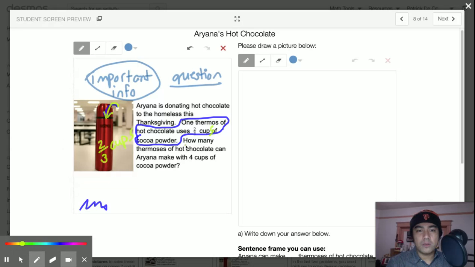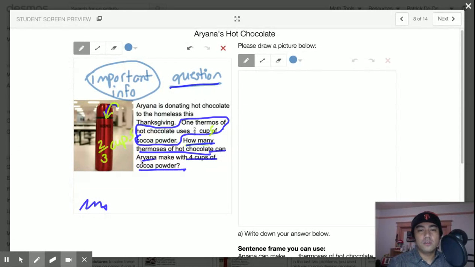How many thermoses? So now, again, we said underline the question. How many thermoses of hot chocolate can Ariana make with 4 cups of cocoa powder? All right, so as you're doing this problem, we're going to figure out how do we represent 4 cups?